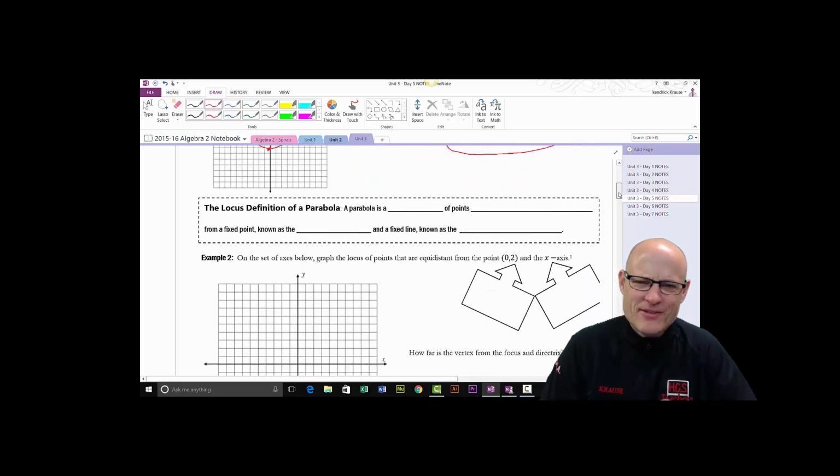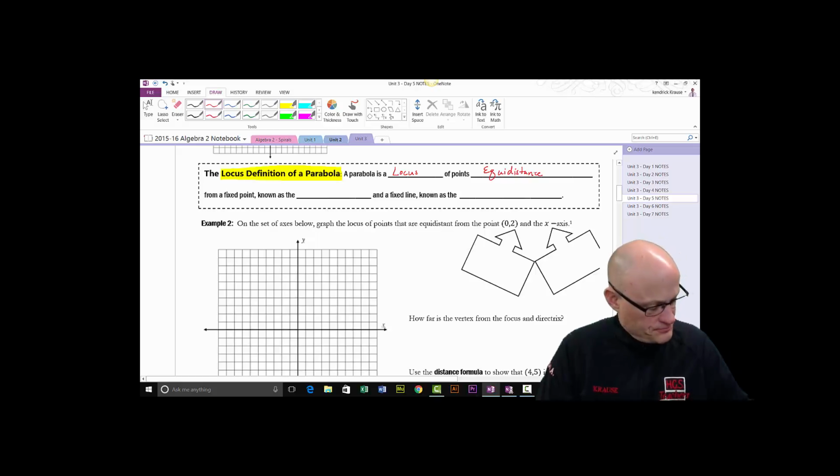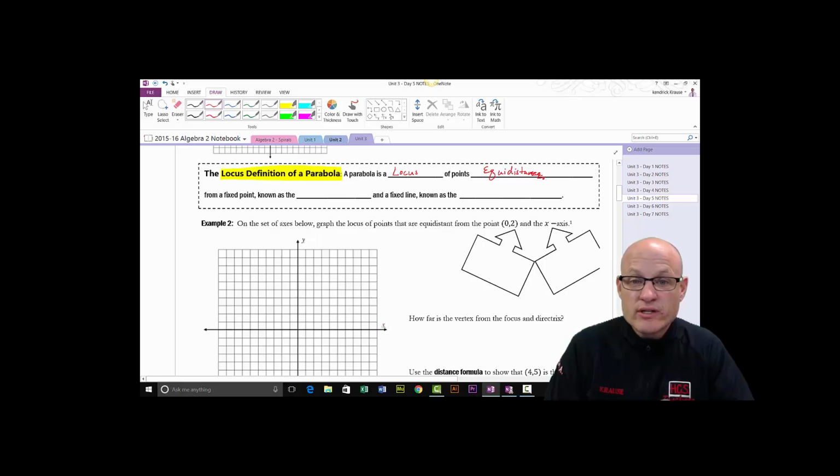All right, why did I bring up this thing called locus? Oh, look at this. The locus definition of a parabola. A parabola is a locus of points equidistant from a fixed point known as the focus, so focus your energy, that's what it's called. And a fixed line known as the directrix. Focus and directrix. And that's what we're doing today.